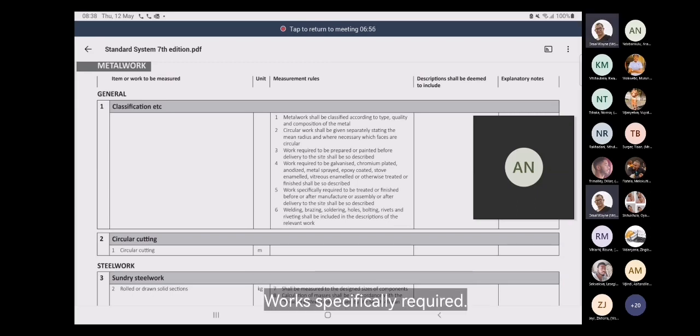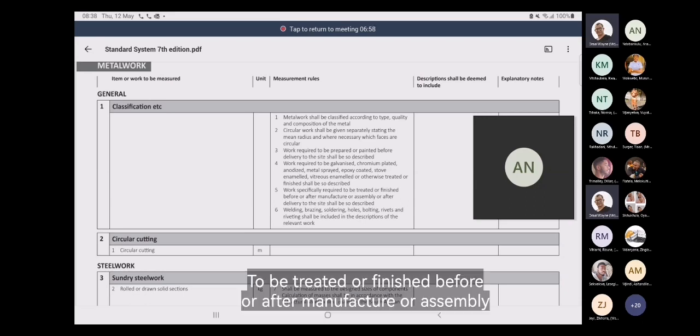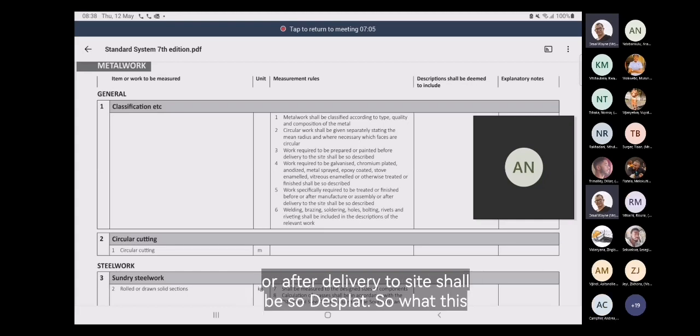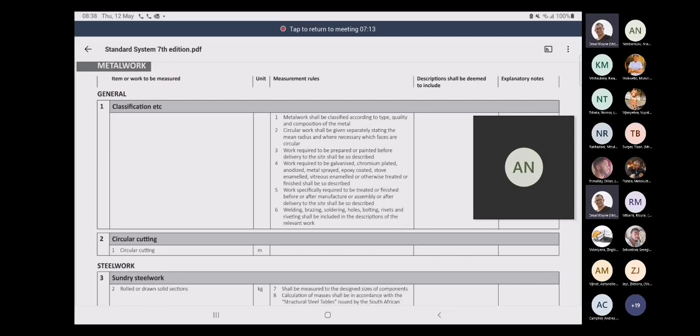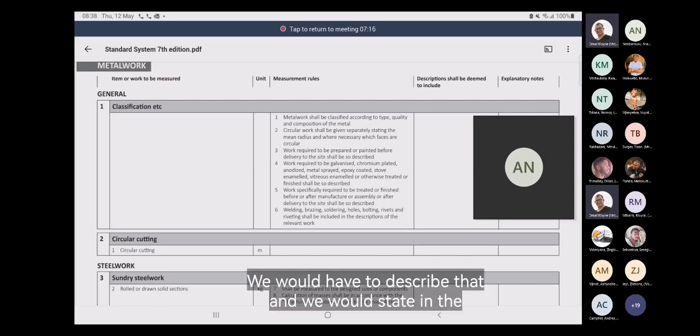Work specifically required to be treated or finished before or after manufacture or assembly or after delivery to site shall be so described. So what this tells us, it says that whatever the finish that we need to get to this metal work, we would have to describe that, and we would state in there whether it should be prepared before delivery to site or whether it would be done once placed in position.